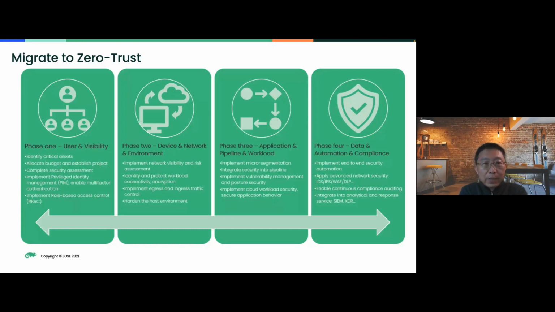The second phase basically is, okay, now we have user and visibility into the system, user secured. How do you want to take a look at your device, network, and the environment? Those are typically platform responsibilities. They're going to give you security checks and configurations to harden the environment. Make sure you have a solid foundation to load your container workloads.